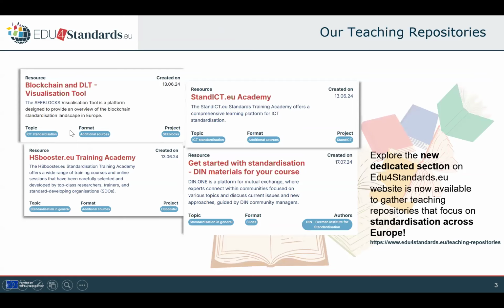Just before we go to the tool that we recently developed, I wanted to give you an overview of other teaching support material that EDU4Standards already has available on the website. These are the teaching repositories. These are tools and resources that have been developed also by external entities or other projects on the topic of standardization. For instance, we have some material from SendICT, HS Booster, C-Blocks projects, but also by SDOs like DIN.